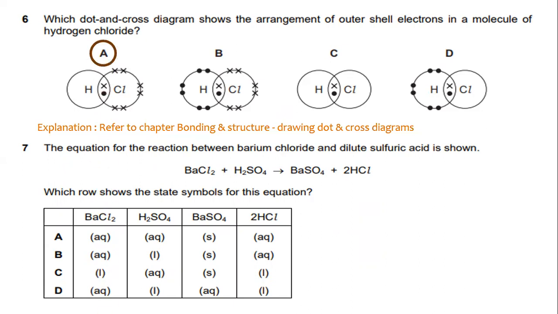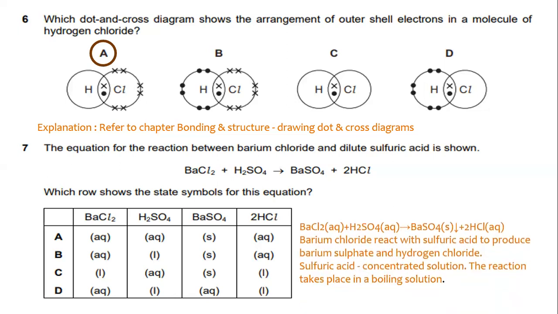And let's proceed to question number 7. The equation for the reaction between barium chloride and dilute sulfuric acid is shown. Which row shows the state symbols for this equation?